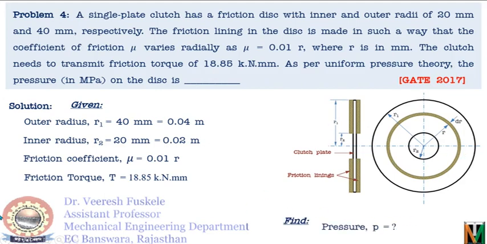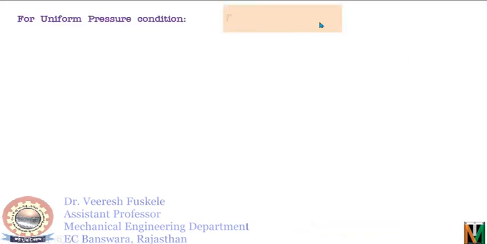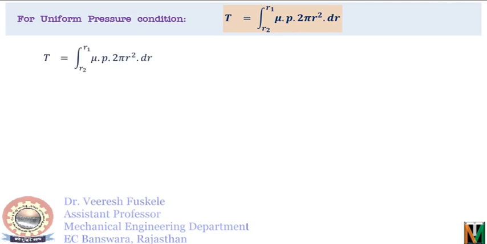Again, as per the constant pressure theory, we have the generalized equation T is equal to integral R2 to R1 of mu P 2 pi R square dr. In the previous derivations, we have taken mu as constant, but in this problem we are given mu is variable with radius. So in this we will keep the value of mu. Mu is not constant, so we cannot take it outside the integral. So mu is 0.01 R, P 2 pi R square into dr.